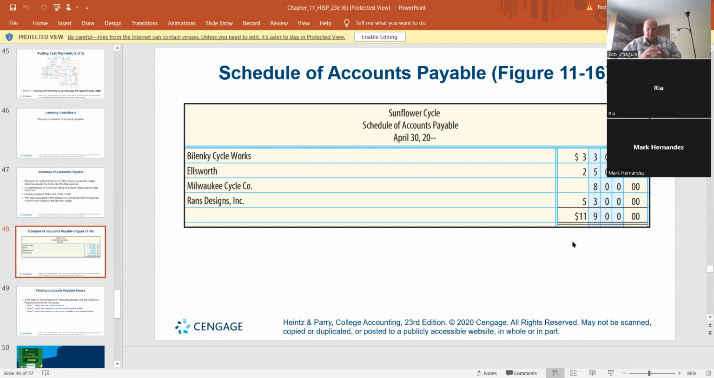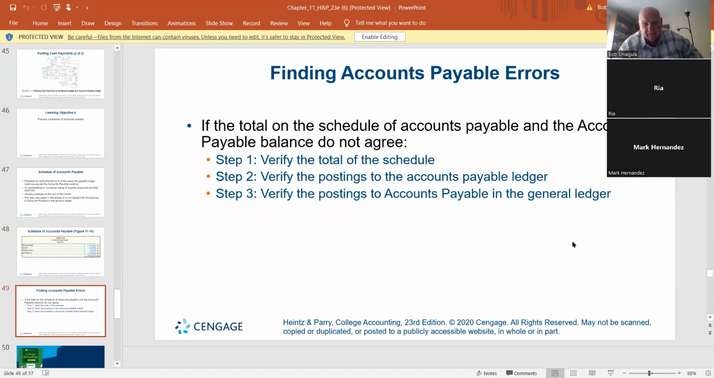$11,900. The auditors, again, they're going to come into your building. They're going to say, how much do you owe to your vendors at the end of the month? And you say $11,900. And then the auditors are going to say, show me who you owe the money to. You would provide this to them. And then the auditors would decide what to do with this. They'll probably contact 3 or 4 of these people and verify that these numbers are correct. Again, I'm not going over finding accounts payable errors.